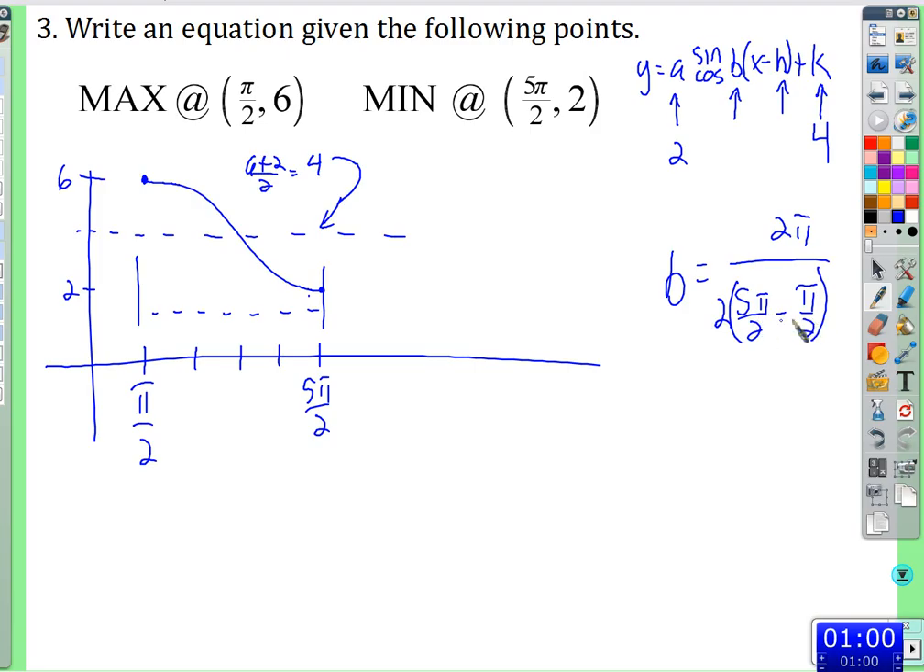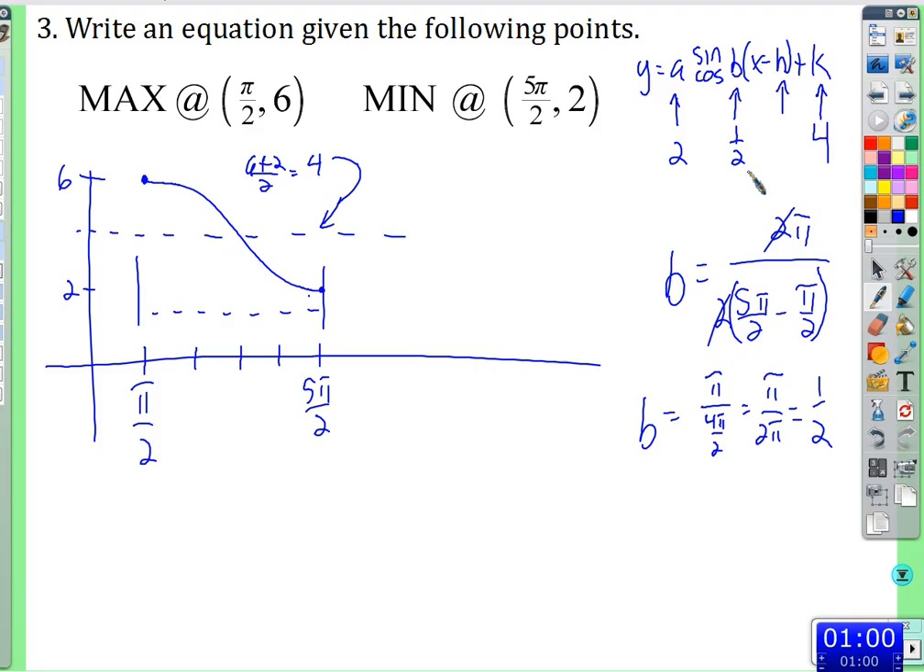This is the distance right there that I marked off, and that's half a period. So the full period is 2 pi over B. We would multiply it by 2. The 2's can cancel. I got pi over 2 pi. One half. So B is 1/2.